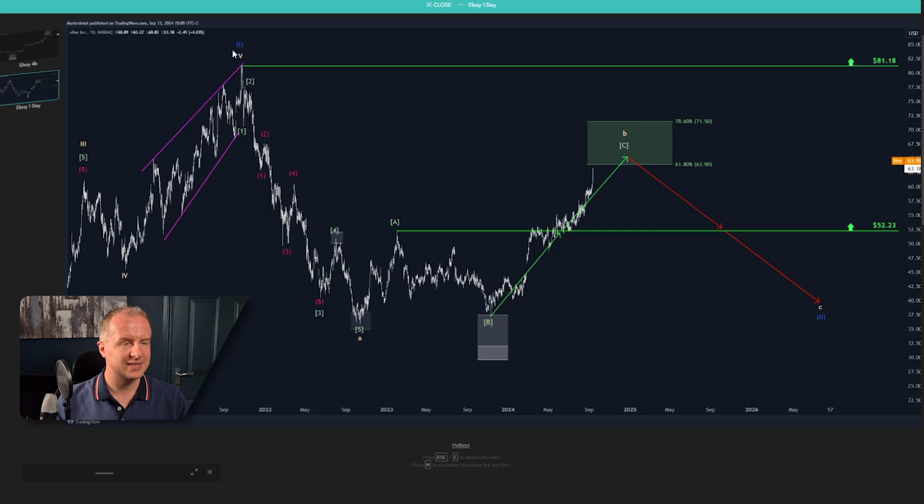And if we get this A wave down and the B wave up, then the C wave to the downside would obviously be the logical next move that we expect. Okay, so the resistance is defined between $63.90 and $71.50. And at the moment, as I said, no confirmation the move down has started. So what we're watching for is now the first indication that wave C to the downside has started.